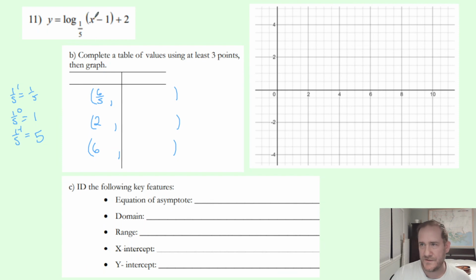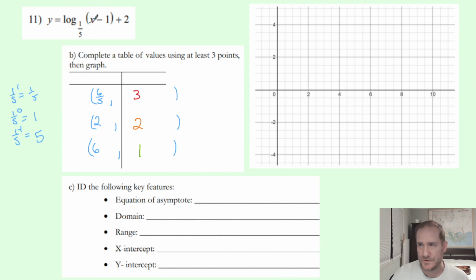And again, plugging in 6/5 leaves us with 1/5. So the log base 1/5 of 1/5 is 1. And 1 plus 2 is 3. When you plug in 2, you're now doing log base 1/5 of 1, which is 0. And 0 plus 2 is 2. And then you plug in 6, and you get 5. So log base 1/5 of 5 is negative 1, and negative 1 plus 2 is 1. So it looks like all these points will fit in just fine.